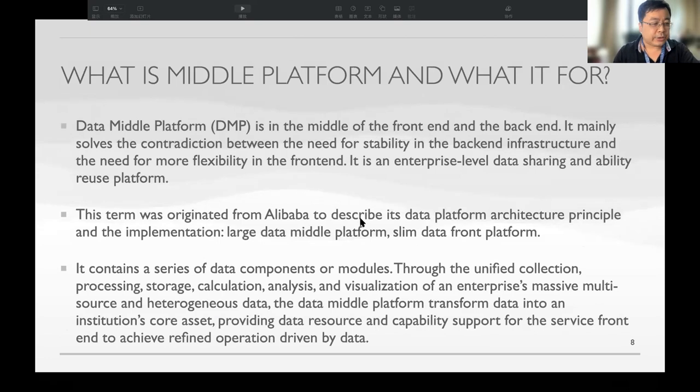Let's move to the second part. As we searched for the right technology approach, a new form of architecture came into view, the data middle platform architecture, which originated from Alibaba. The data middle platform is in the middle of the front end and the back end. It mainly solves the contradiction between the need for stability and robustness in the back end and the need for more agility and flexibility in the front end. It is an enterprise level data sharing and ability reuse platform.